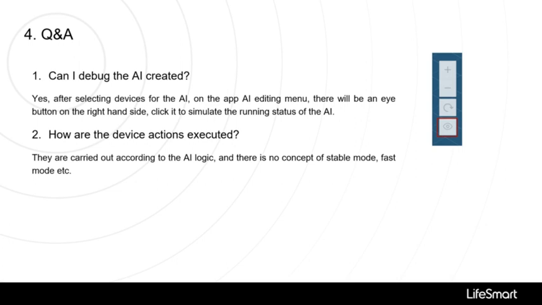When you create a scene on our app, in the scene menu, the final step is to select the stable mode, fast mode, or the merge mode. These concepts are only for the scene, and for the AI builder, all the commands are carried out according to the logic and also according to the joint line, how the joint line goes.